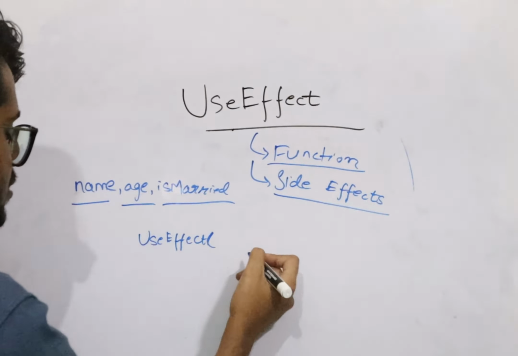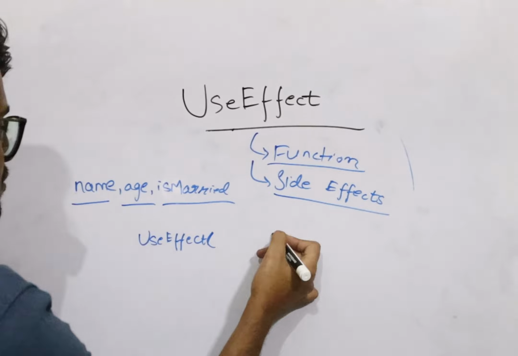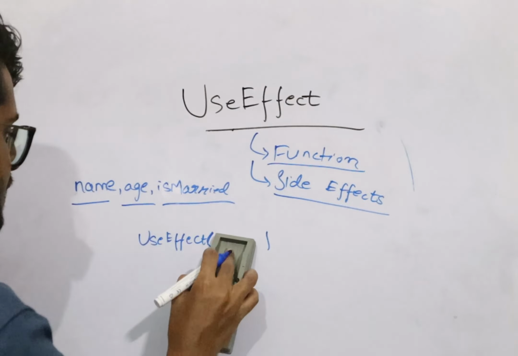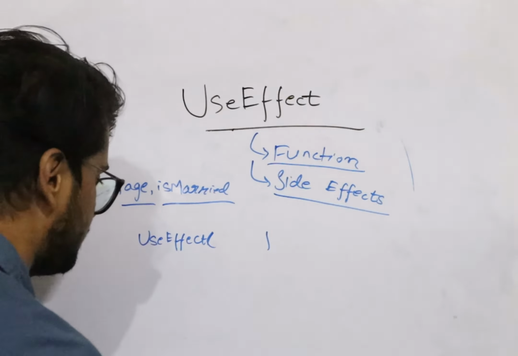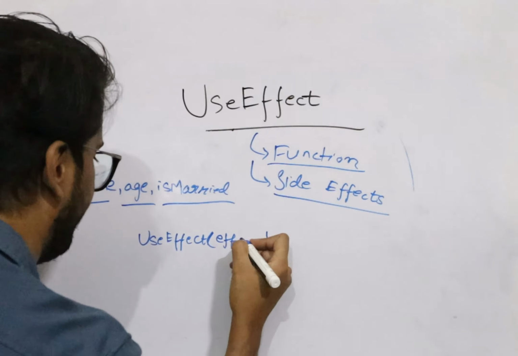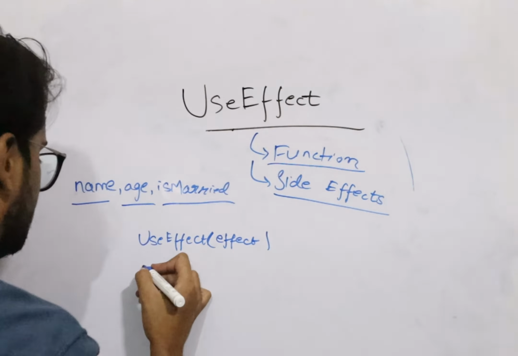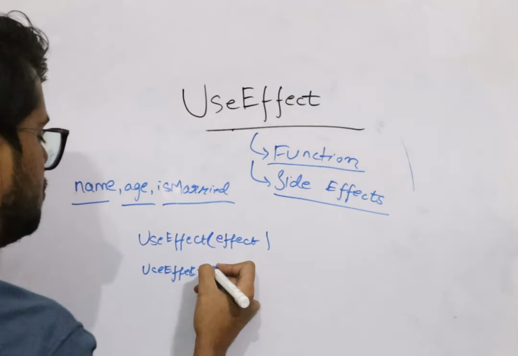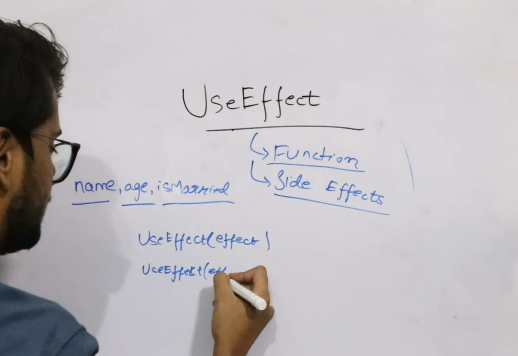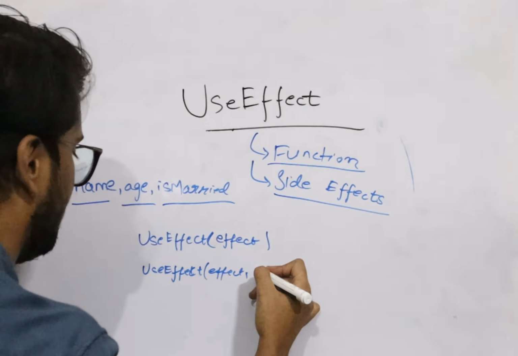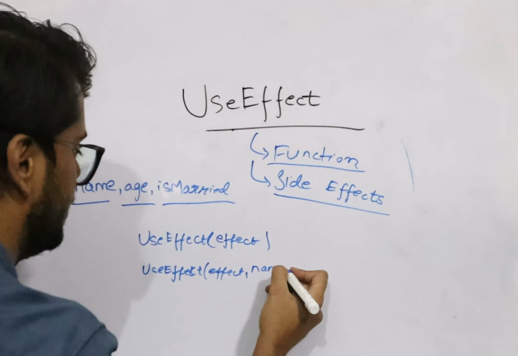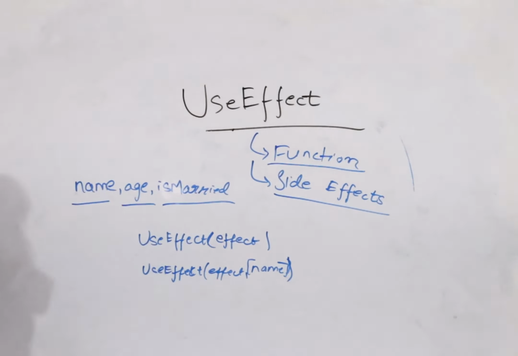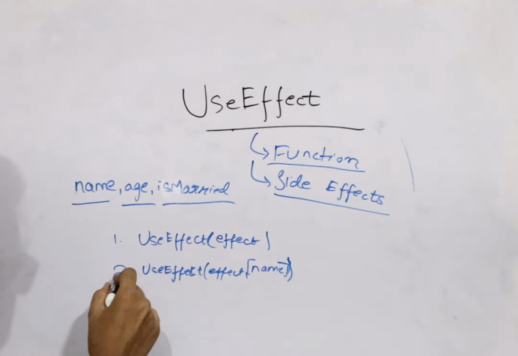So let's consider three scenarios. One is where we have the effect only, no dependencies, because dependencies are optional. The second case is when we have the effect and a second param also. Let's say we have the name here. Basically this is an array, we call it the dependency array, and we can pass the state. So this one is the first case, this is the second case.